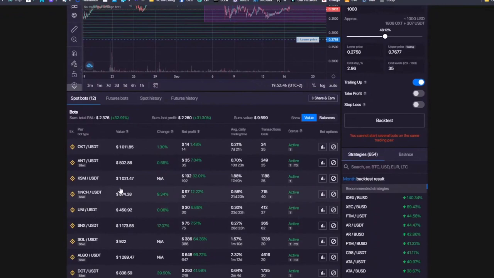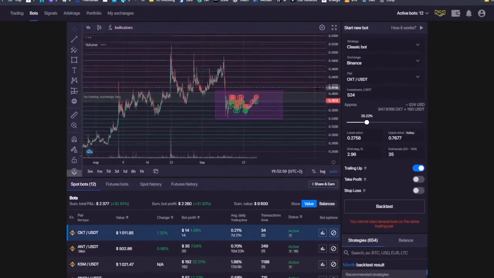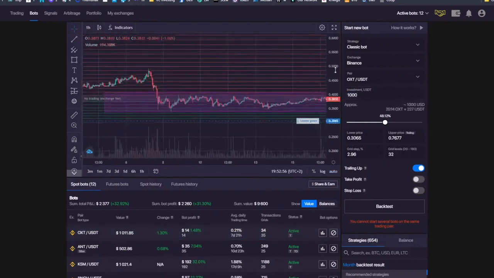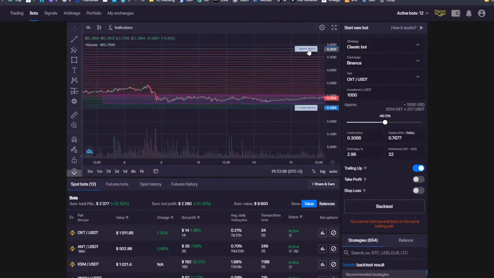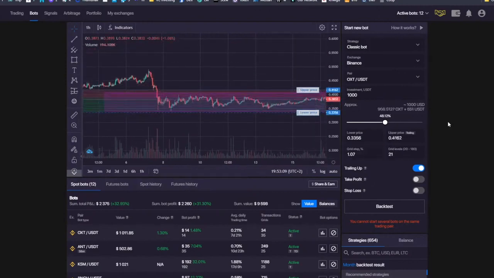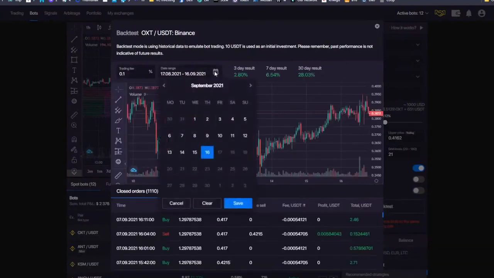No, that's Kusama. I think we checked it on OXT, right? OXT, $1,000. Hey, come on, that's really strange. Okay, whoop. Here we go. Yeah, so this would be a setup. We can backtest it and see what the result would be.